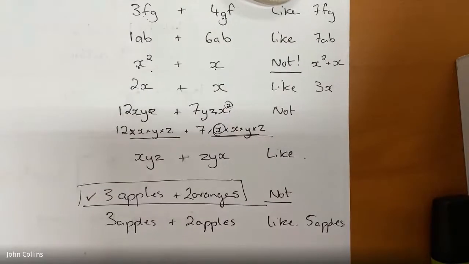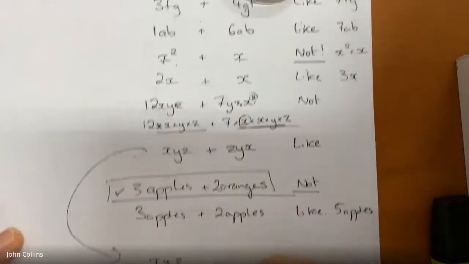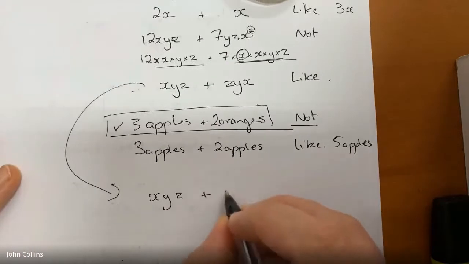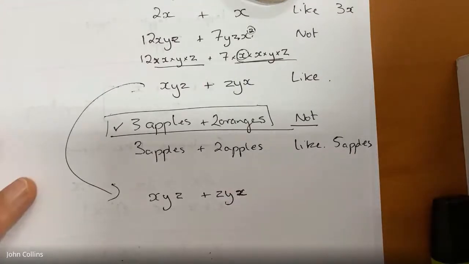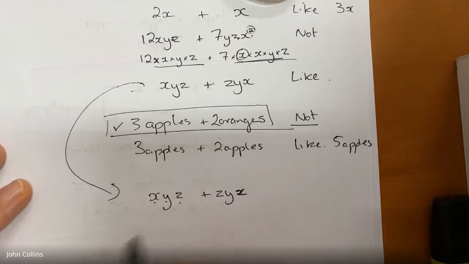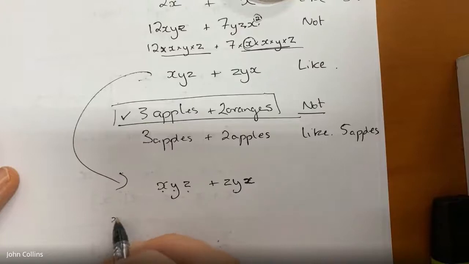Okay, Ethan, you want me to explain for x, y, z? Yep. Okay, why are these alike? Let's look at this. X, y, z and y, z, x. Oh, I've written them wrong. Z, y, x. Okay, why are these the same? Well, this is x times y times z. So let's give x, y, z numbers. X is 2, y is 3, z is 4.